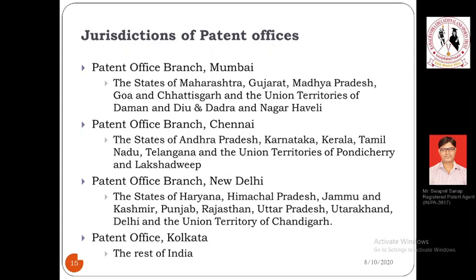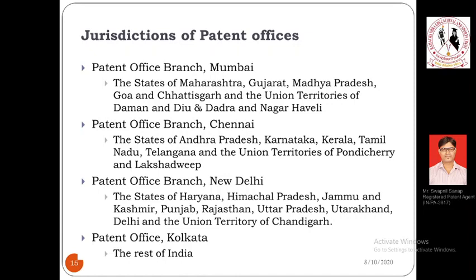These are all jurisdictions which are categorized, or people from those states are allowed to file the patent application only in the Mumbai Patent Office, because this office dedicatedly works for these people and this territory only. Similarly, the Patent Office branch Chennai covers the states of Andhra Pradesh, Karnataka, Kerala, Tamil Nadu, Telangana, and the union territories of Pondicherry and Lakshadweep. Right. So maximum south states are covered under the Chennai Patent Office.